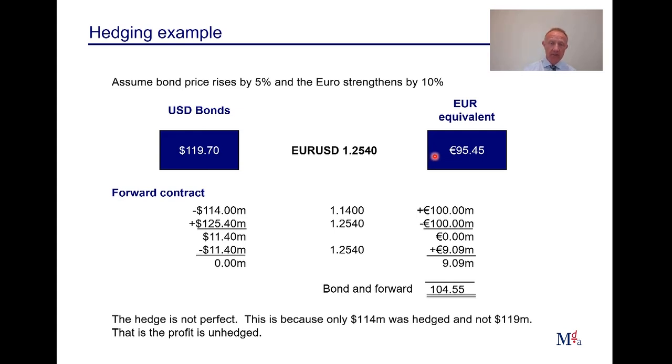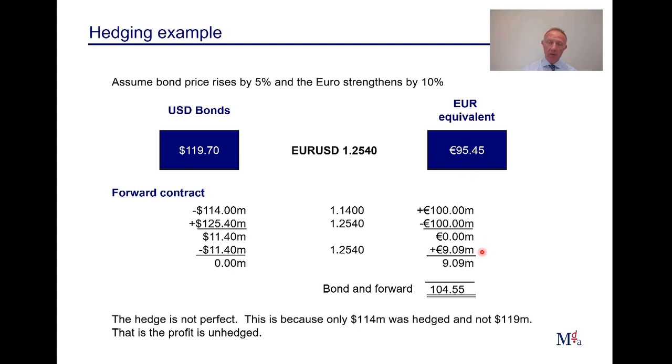Let's see how that works. We contracted to buy 100 million euros for $114 million. The exchange rate was 1.14. In today's market, those 100 million euros are worth $125.4 million. That's a profit for us of $11.4 million. And if we were to express that in euro terms at today's exchange rate, that's a profit of 9 million euros. So our bonds are worth 95.45 million euros.